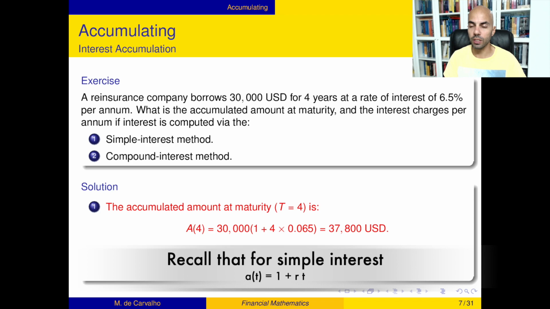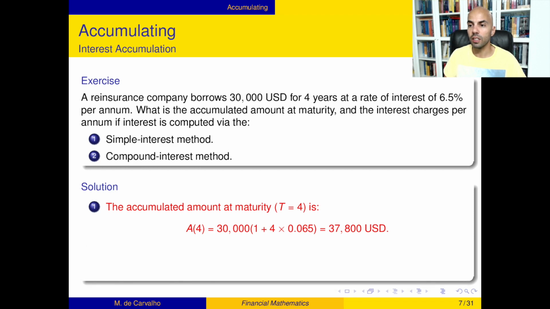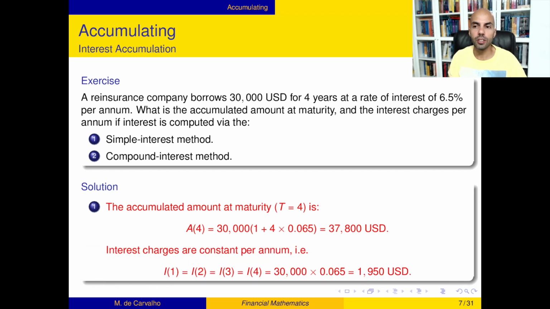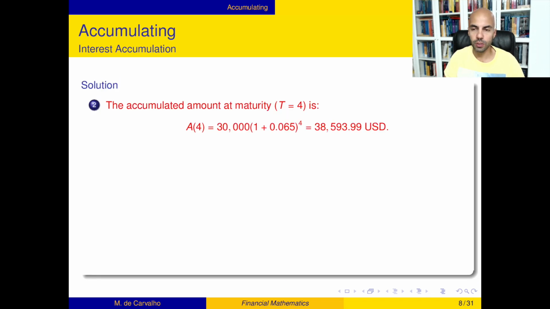Okay, if you proceed in that way, you just have to compute the accumulation function, which is linear, as you know, for the case of the simple interest method. After you multiply it by the principal, which is 30k, you get the final result that is equal to $37,800 US. Interest charges are constant per annum and they are simply given by the product between the principal and the rate of interest. Let's now move to compound interest.